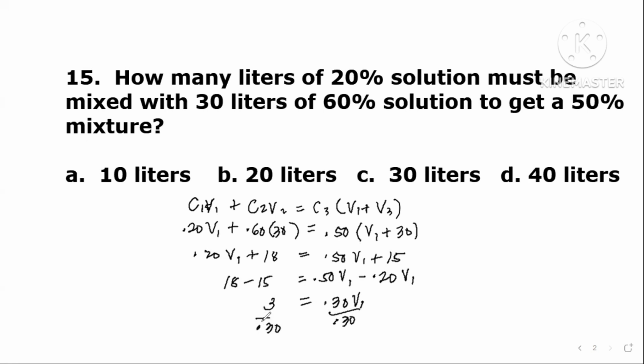O kung kayo po ay nahihirapang mag-divide ng decimal, you can multiply this both by 100, no? Para maging whole number. So magiging 300 yan over 30. Move the decimal point twice to the right. So 300 divided by 30 is 10 liters. Okay, so the correct answer is letter A. And that's it, no?